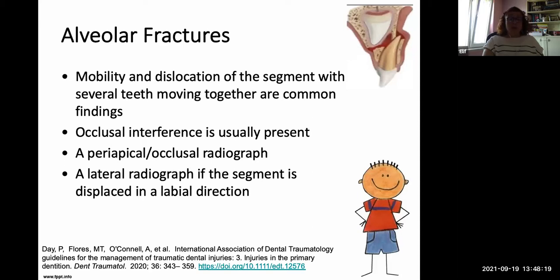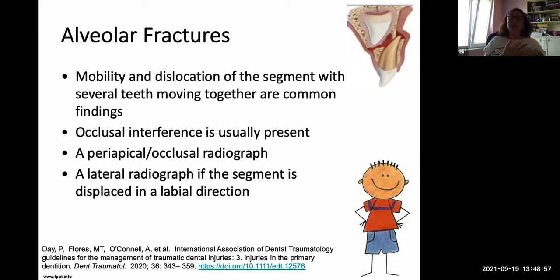In alveolar fractures, there is a mobility and dislocation of the segment with several teeth moving together. It's the most discriminating finding in alveolar fractures. In those cases, we can see that many teeth, primary teeth, are moving together. When we see this situation, we should think about the alveolar fracture. So in those cases, mostly occlusal interference is present. So we need to take a radiograph.